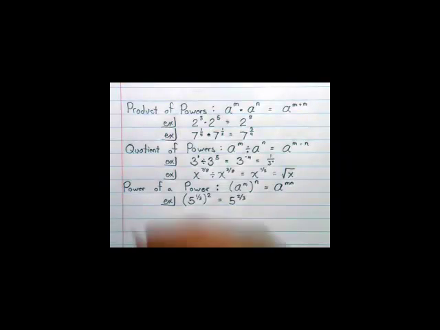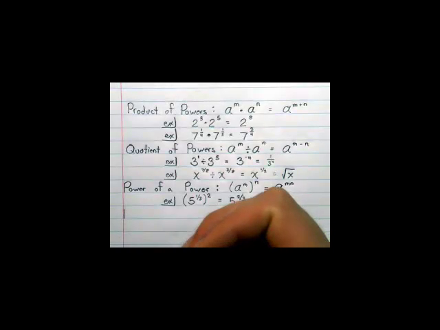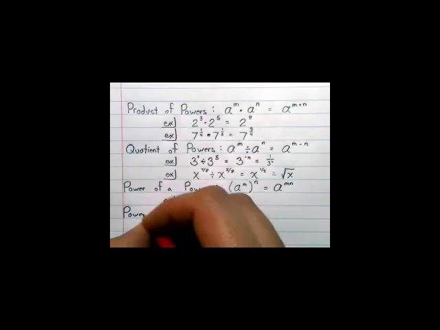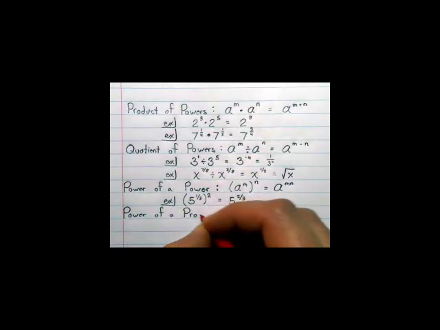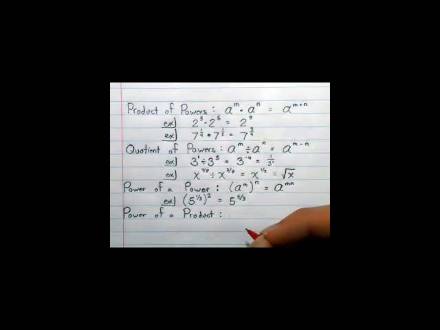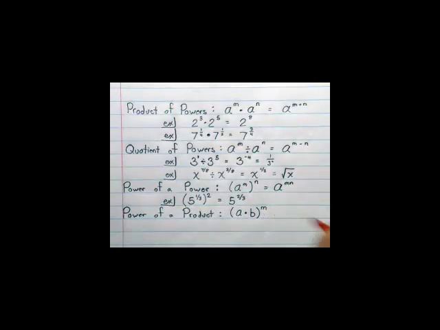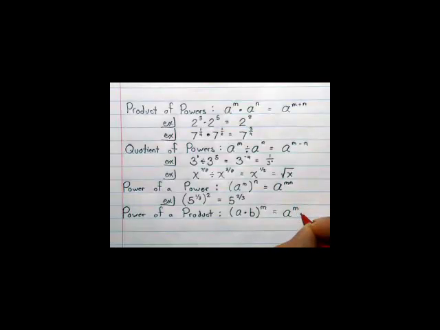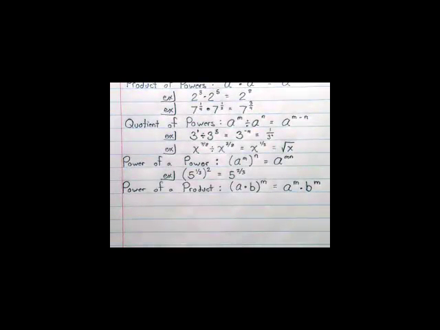Power of a product. Not to be confused with product of powers. All right, so this one says if you have two numbers multiplied together raised to a power, you can break it apart like that: a to the m times b to the m. It's kind of like the distributive property of exponents, okay? If you have something in parentheses like that where you're multiplying things together, you can take a power and bring it in and do the power to each piece individually.